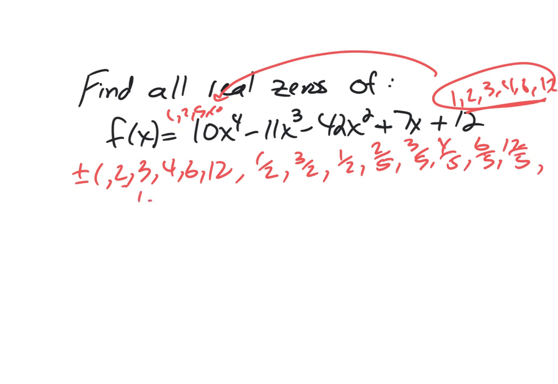1 over 10, putting over 10 now. 1 over 10. I don't need to put 2 over 10 because I've got 1/5. 3 over 10 I need. 4 over 10, I've already got 2/5. 6 over 10, no. 12 over 10. Okay, so that's the whole list. Thank goodness. That's quite a list.